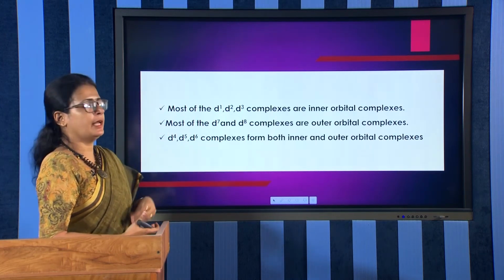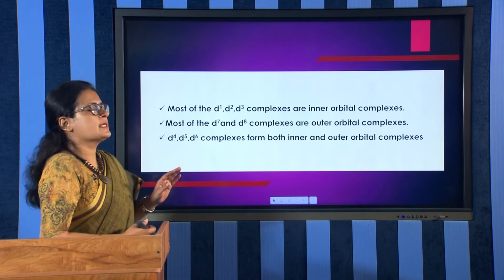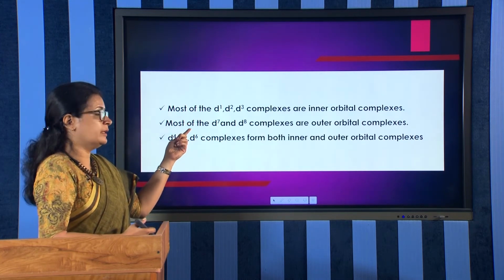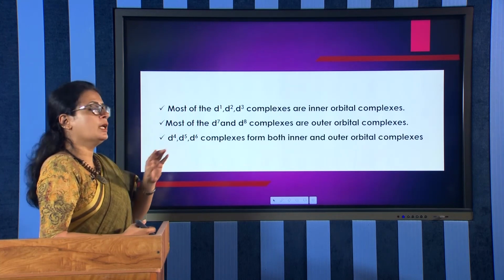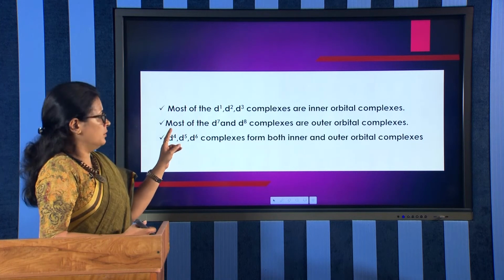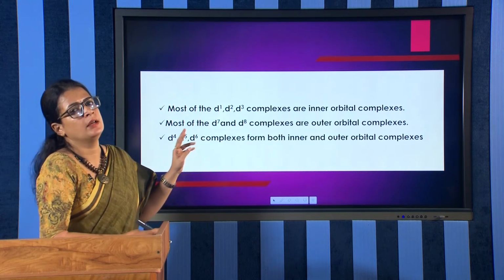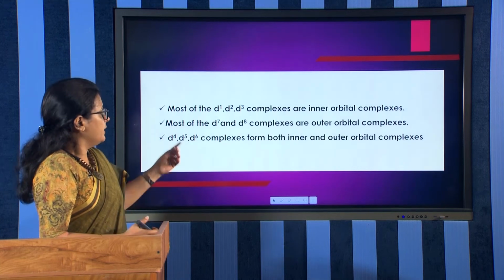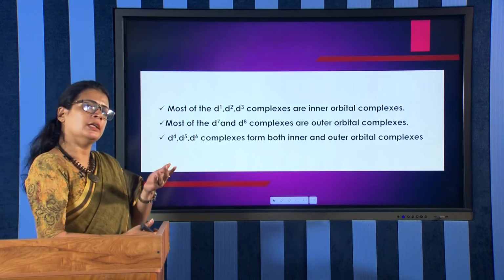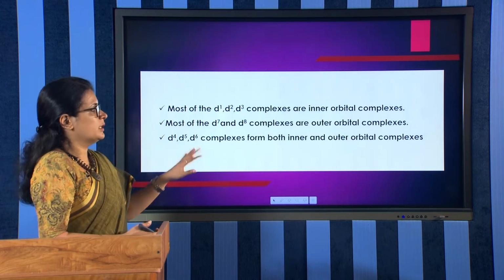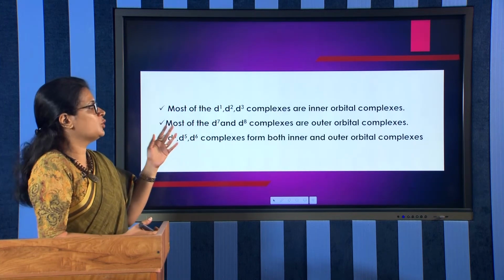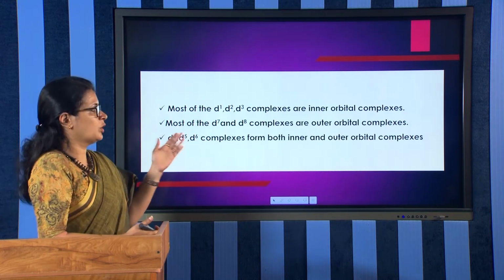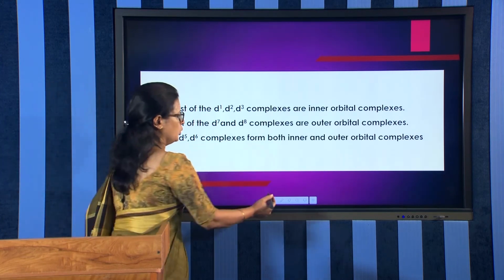And now we can generalize that most of the d1, d2, d3 complexes, that is the complexes with the electronic configuration d1, d2, d3, are inner orbital complexes. Most of the d7 and d8 complexes, that is the complexes with electronic configuration d7 and d8, are outer orbital complexes. But d4, d5, d6 complexes will form both inner and outer orbital complexes. So, this is the way to summarize. d1, d2, d3 complexes will mostly form inner orbital, and d7 and d8 will be outer orbital, but d4, d5, d6 will form both.